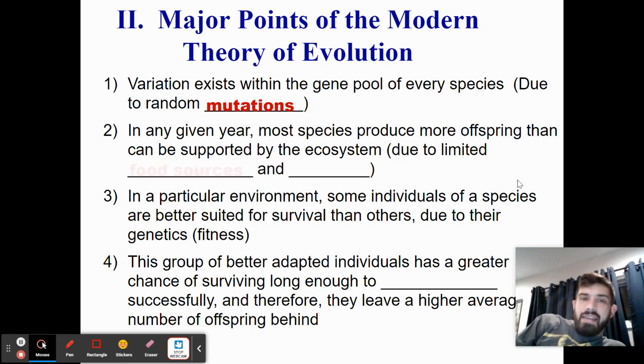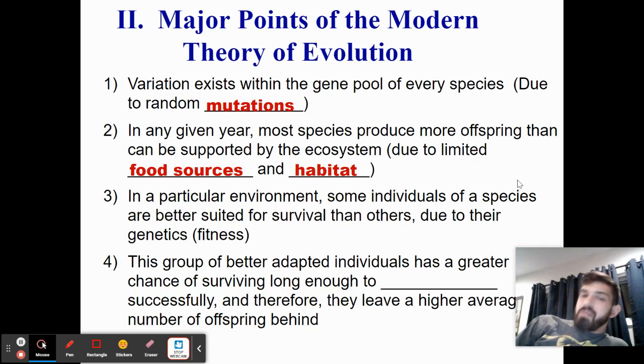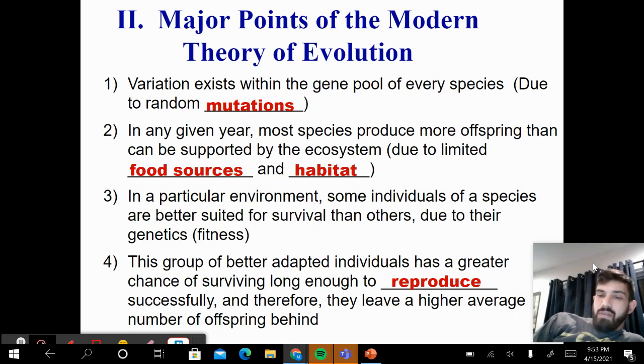Number two, in any given year, most species produce more offspring than can be supported by the ecosystem due to limited food sources and habitat. Number three, in a particular environment, some individuals of a species are better suited for survival than others due to their genetics. This is called fitness. This group of better adapted individuals has a greater chance of surviving long enough to reproduce successfully, and therefore they leave a higher average number of offspring behind. And numbers 2, 3, and 4 we've talked about in more depth already.